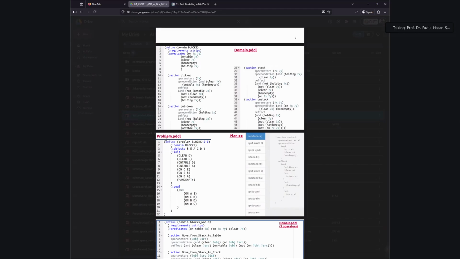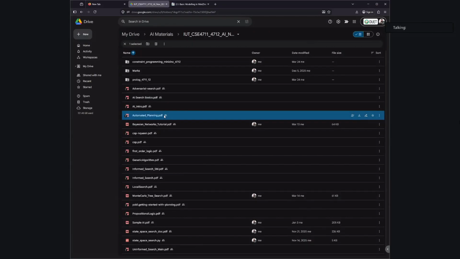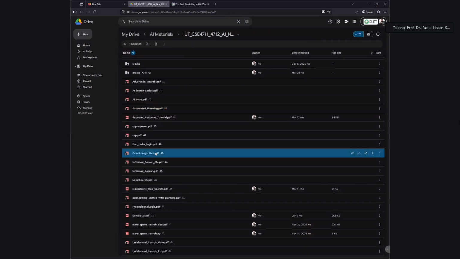Well, this is about the automated planning. And in total, there are 5 sets I have already covered. And the last one, what remains? Let's see. Yeah, the genetic algorithm.